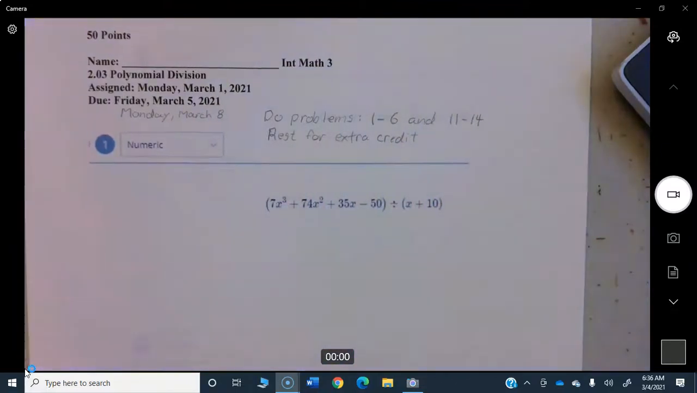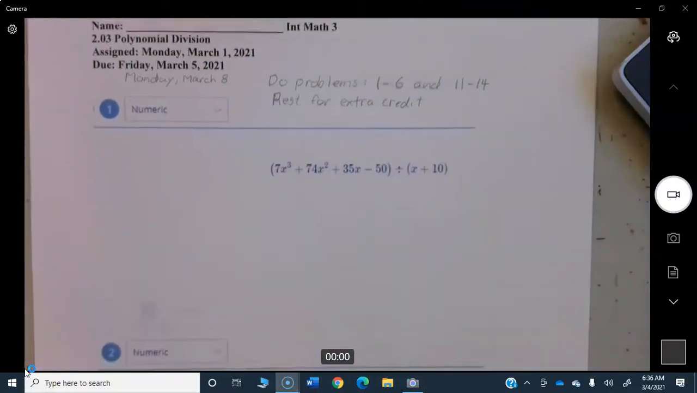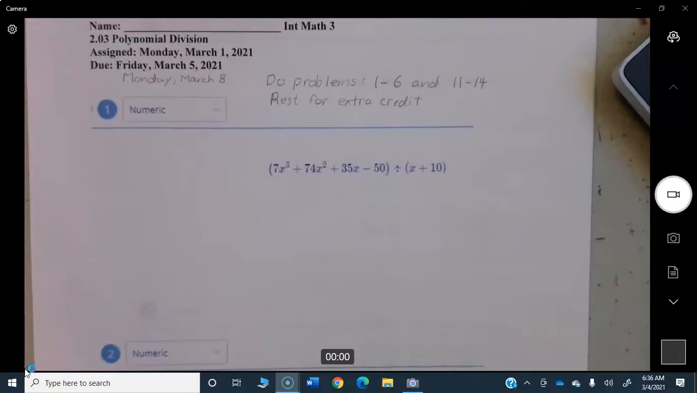Okay, so that's your assignment for this. So let's go ahead and get started with number 1. So you're going to do each problem two ways. Once the long division way and once the synthetic way, which is much quicker. And by doing it both of those ways, you can check your work. You should get the same answer both times.